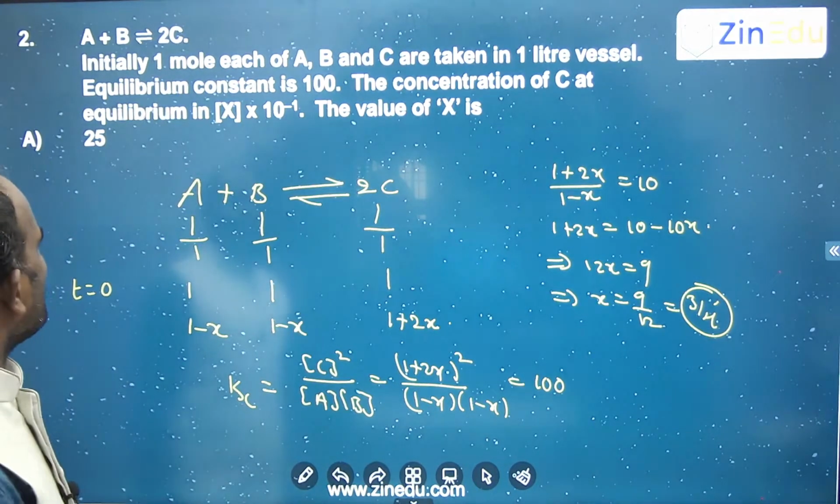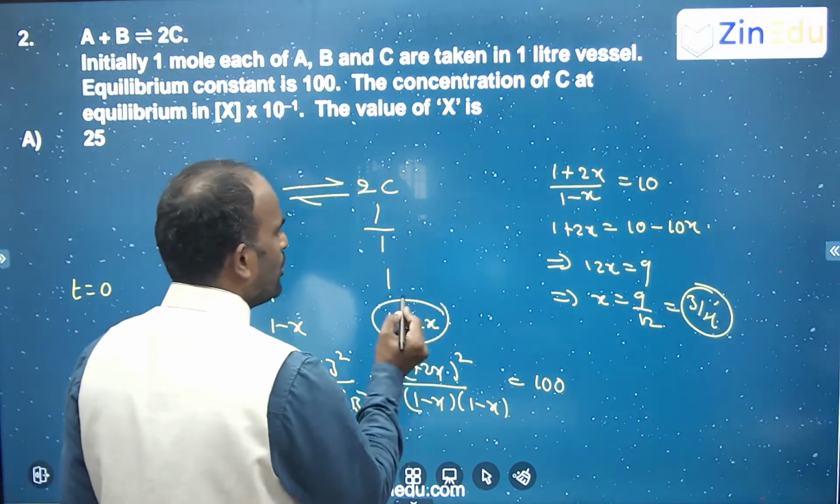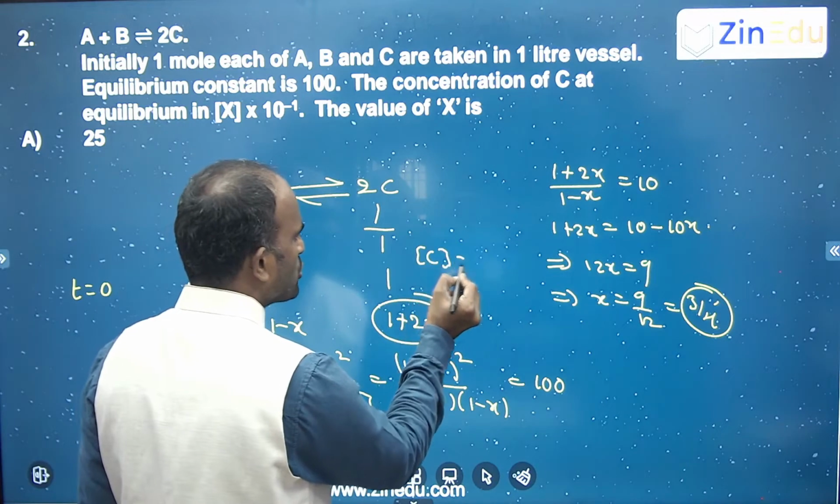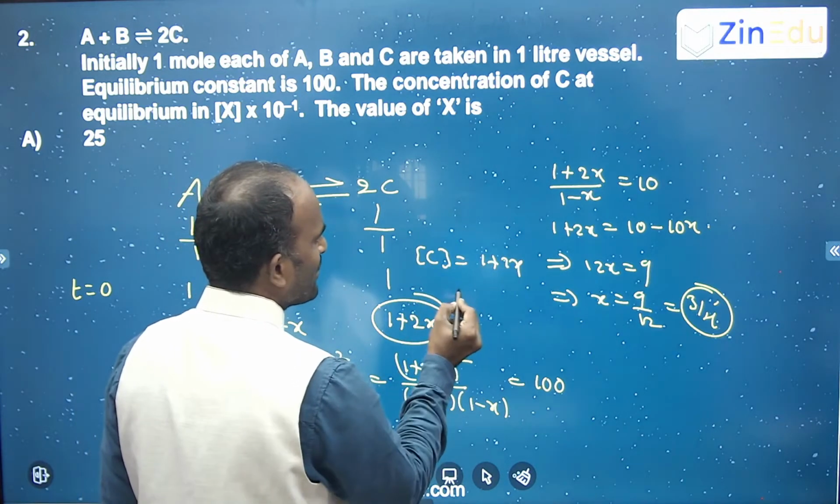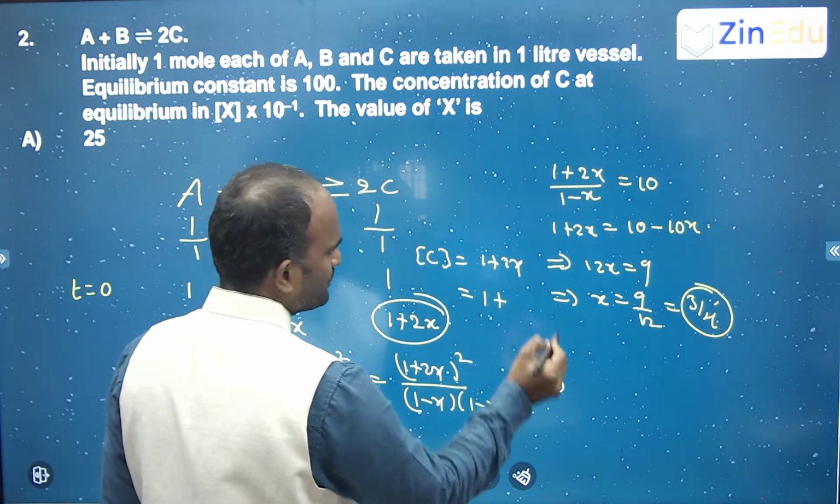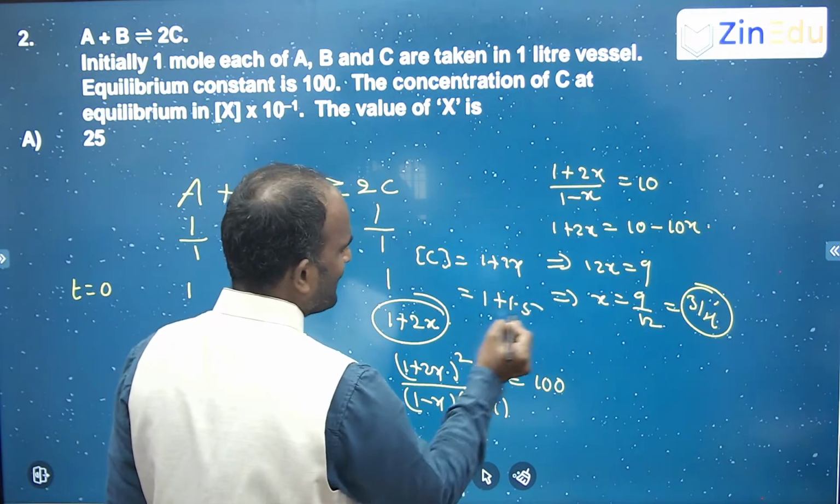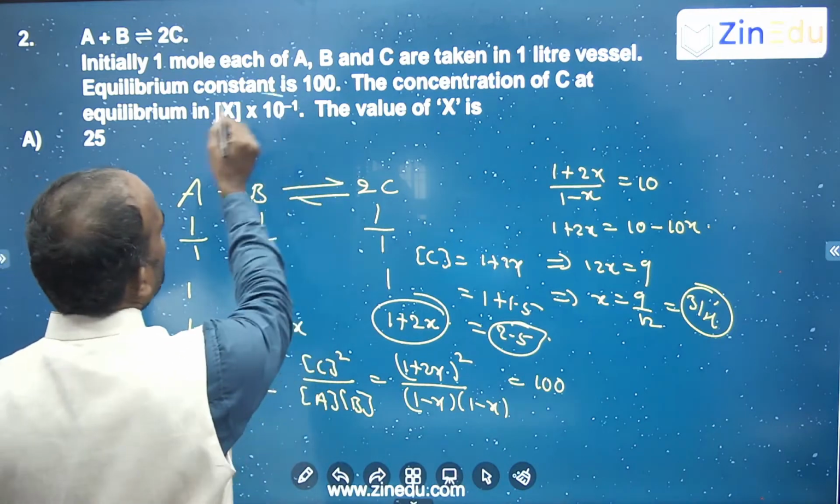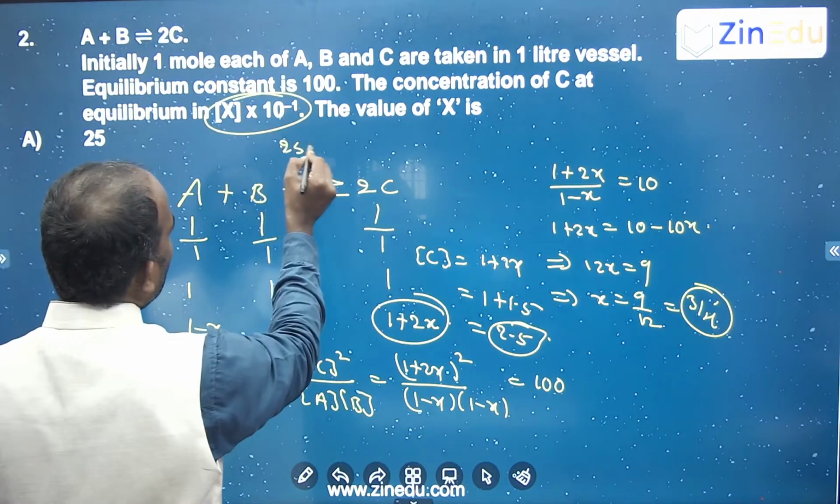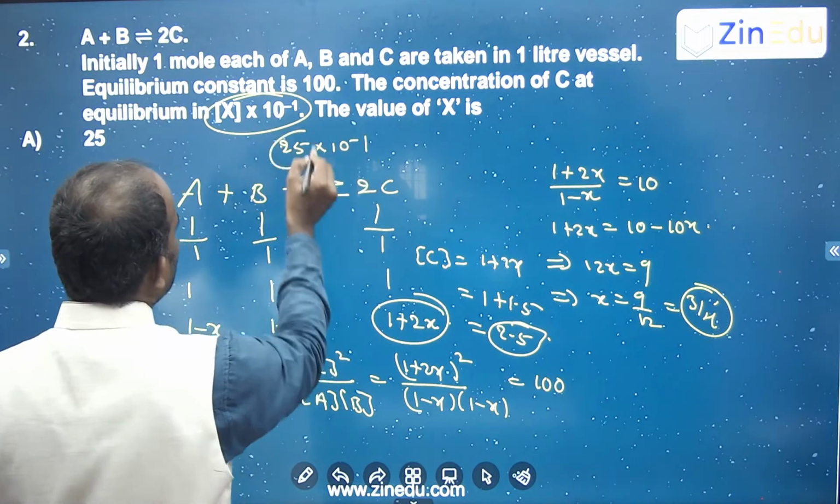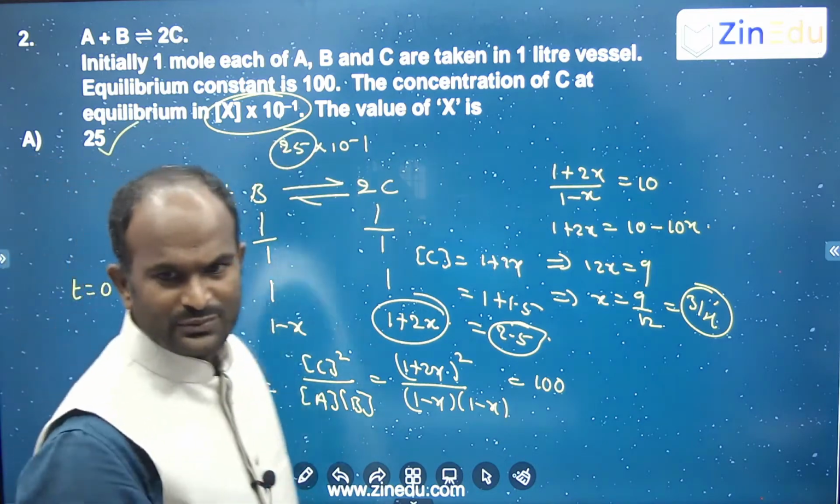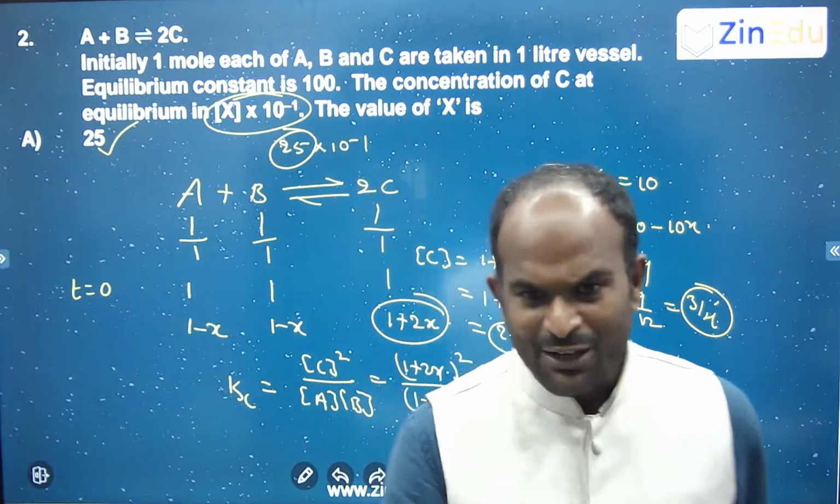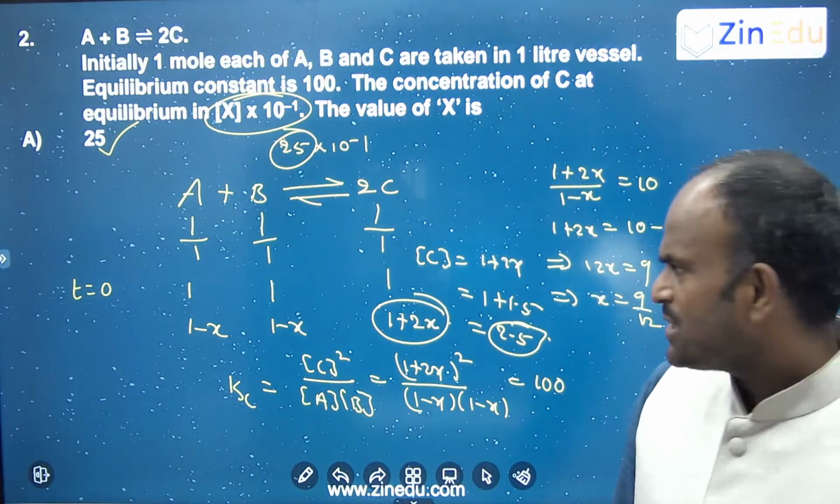Then the concentration of C at the state of equilibrium: concentration of C is equal to 1 plus 2x, that is 1 plus 1.5, that is equal to 2.5. So 2.5 is 25 into 10 power minus 1, therefore x is equal to 25. X equals 25 here. Right? Next.